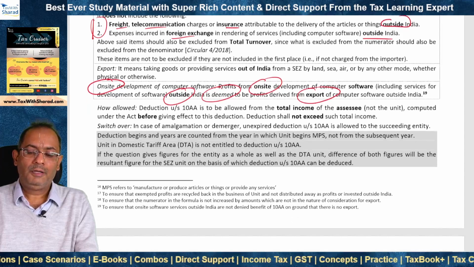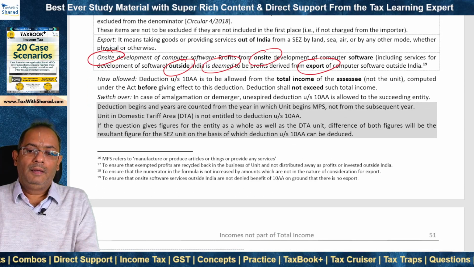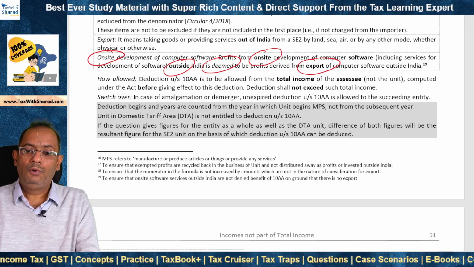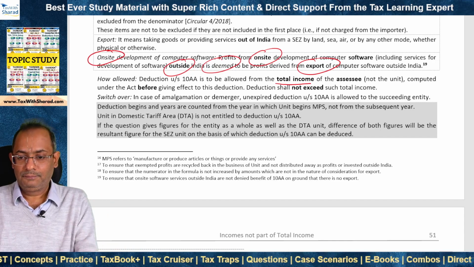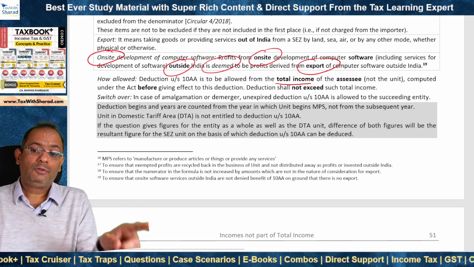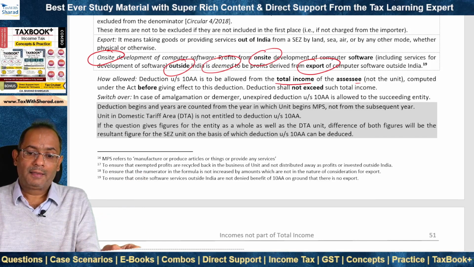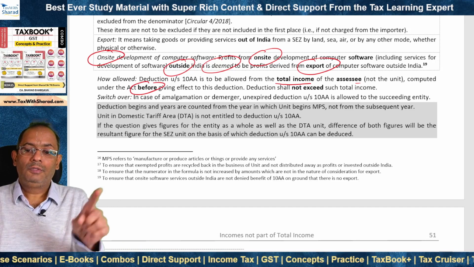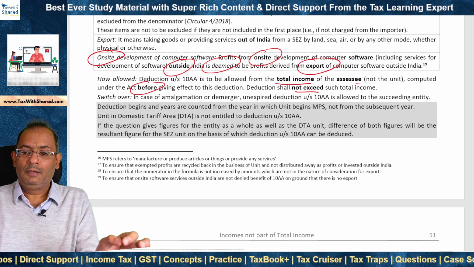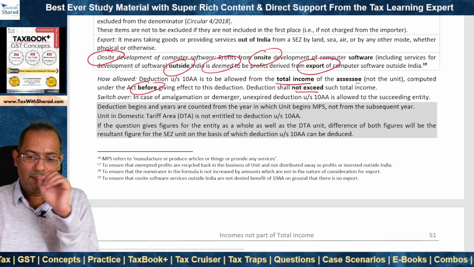Now, how is deduction under section 10AA allowed? What is the mechanism? Note that it is not an exemption, it is a deduction. So it is to be allowed from the total income. Right? So first we compute total income, then deduction is to be allowed from the total income of the SSE computed under the Act before giving effect to this deduction. And deduction cannot exceed the amount of total income. So total income cannot become a negative total income on account of this deduction.